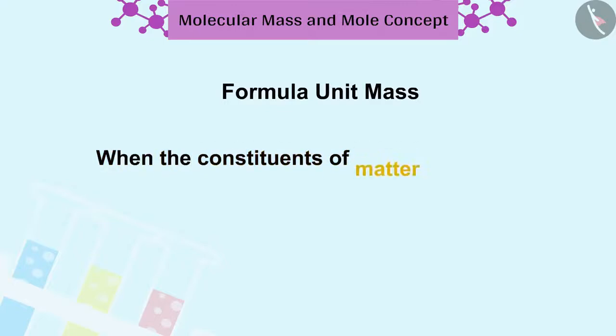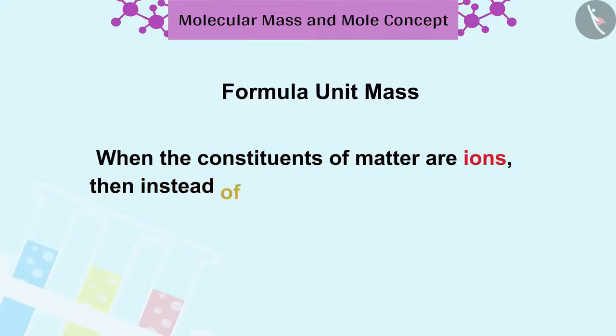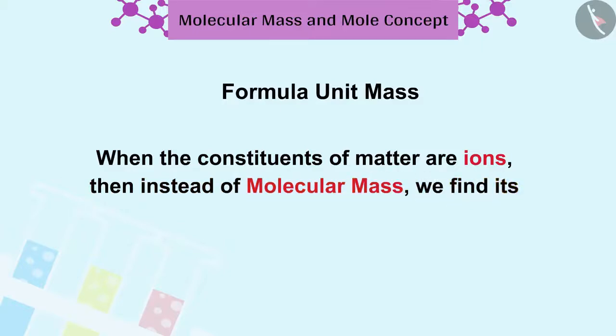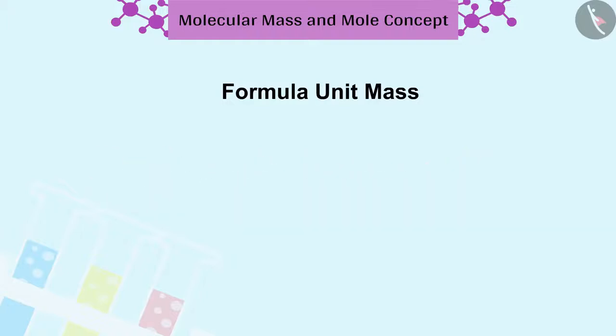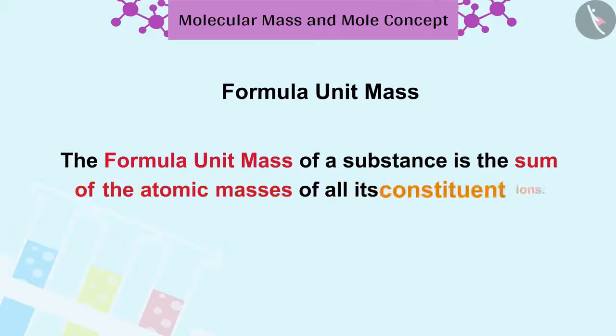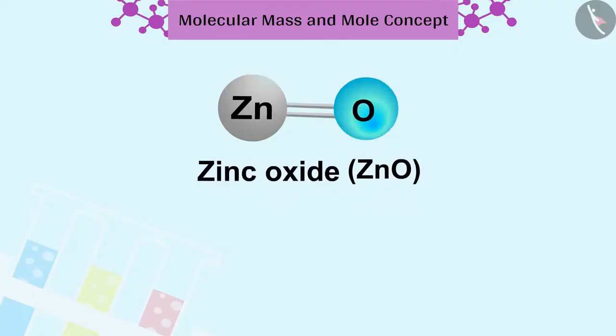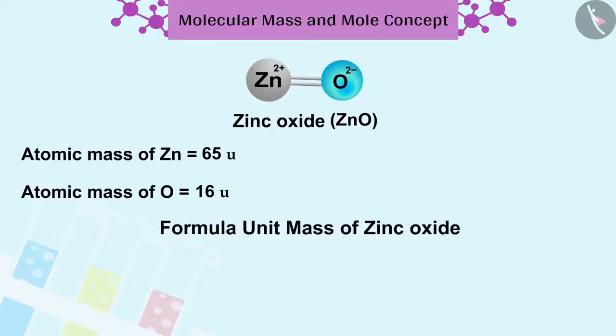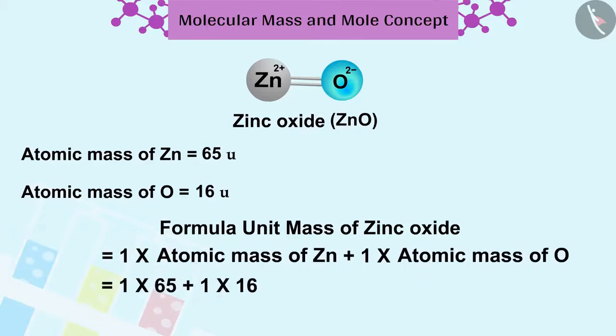When the constituents of matter are ions, then instead of molecular mass, we find its formula unit mass. The formula unit mass of a substance is the sum of the atomic masses of all its constituent ions. For example, a zinc oxide, ZnO, molecule contains 1 zinc ion Zn2+ and 1 oxide ion O2-. Therefore, we have the formula unit mass of zinc oxide. In this way, one can find the sum of masses of a zinc and an oxide ion.